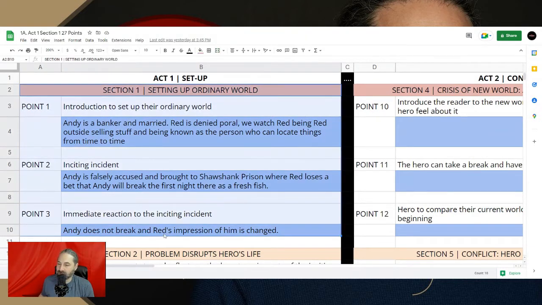All right. Feel free to look at that a little bit, write it down if you want, kind of analyze it. That's Act 1, Section 1, with your first 3 points. We're here to set up the ordinary world. All right. There you go.